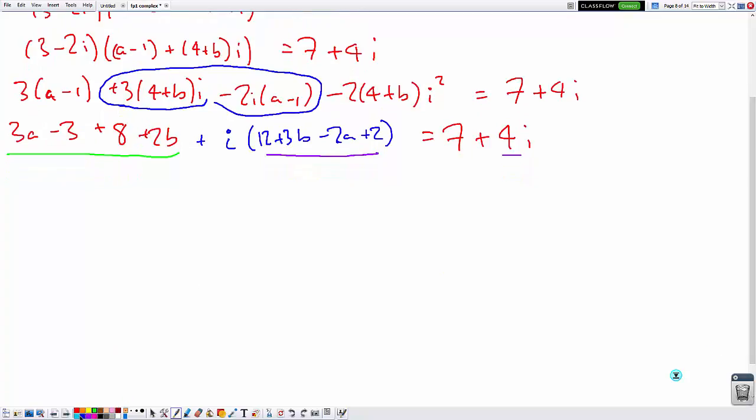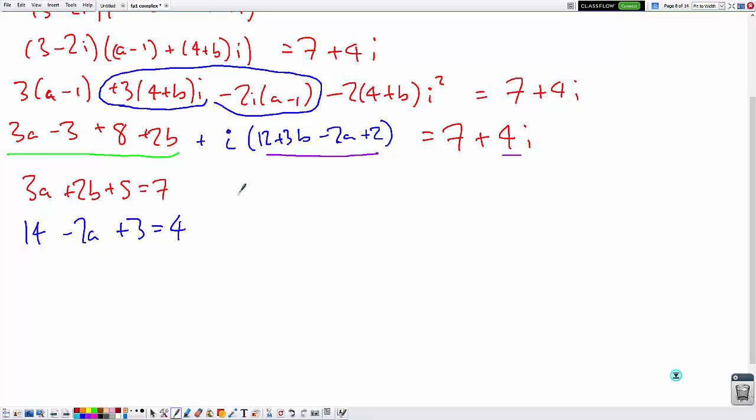We'll actually have some simultaneous equations. So let's simplify these. So what is my first equation? This one gives me 3a plus 2b plus 5 is equal to 7. And then this one gives me 12 plus 2, so it's 14, minus 2a plus 3b, and that's equal to 4. So let's not leave it like this.